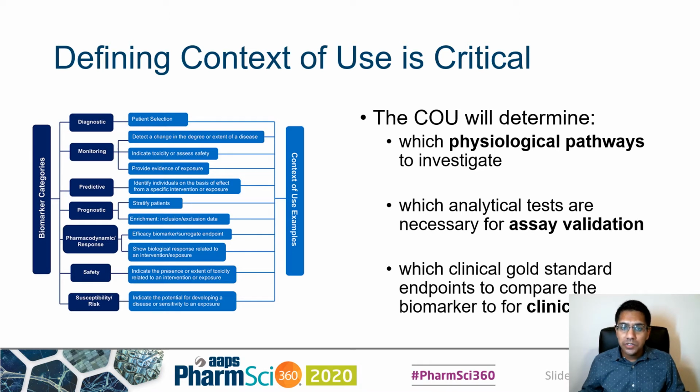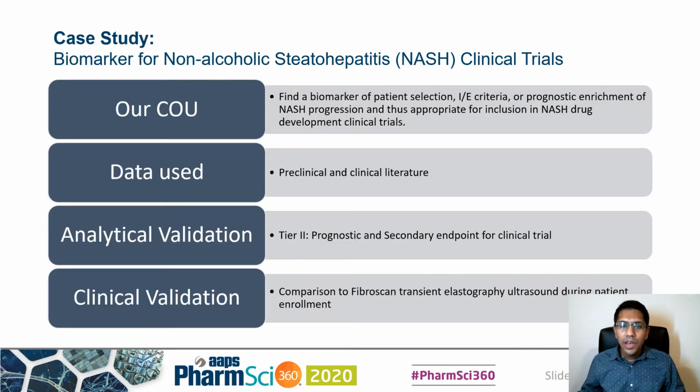These definitions will help you determine which biological pathways to investigate for biomarkers. After possible biomarkers are identified, it will also help you determine which analytical tests are needed to validate the biomarker assay and the clinical endpoint the biomarker should be compared to. Both of these components are needed by the FDA when using a biomarker for a trial. I'll now present a case study where we used this approach and found success in a translatable biomarker.